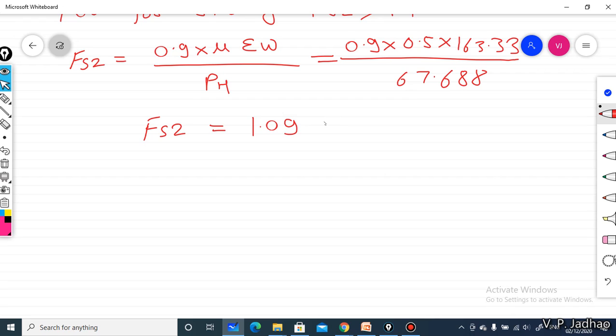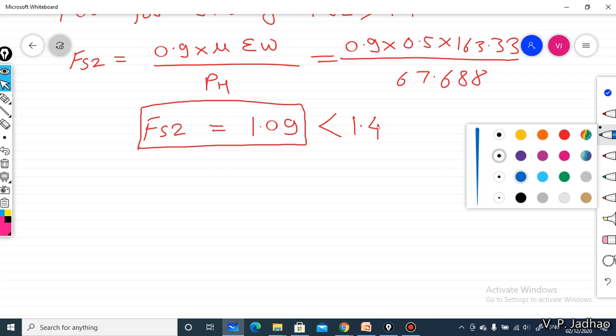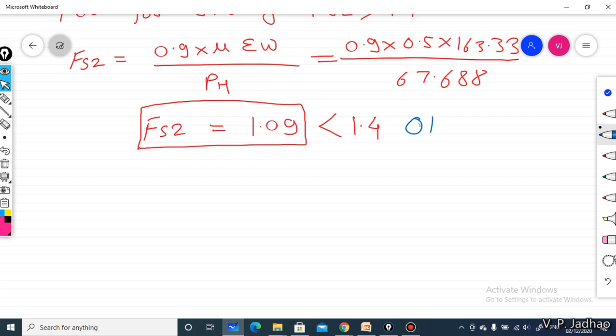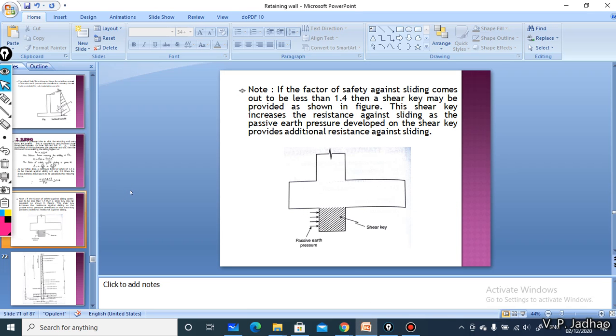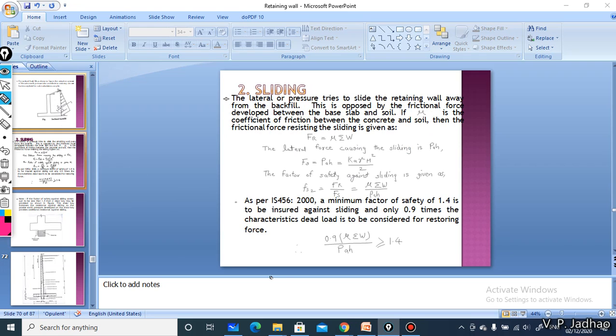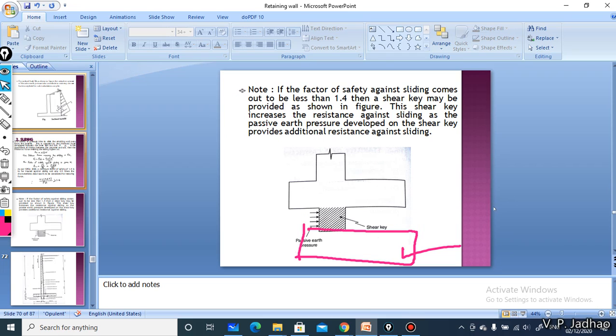So we get this value FS2 equal to 1.09. But you can note here that this value of factor of safety against sliding, that is FS2, is less than 1.4, and hence it is not okay, or not satisfactory. Now we have seen during the theory portion that if this particular factor of safety is less than 1.4, then some shear key is required to be provided like this.